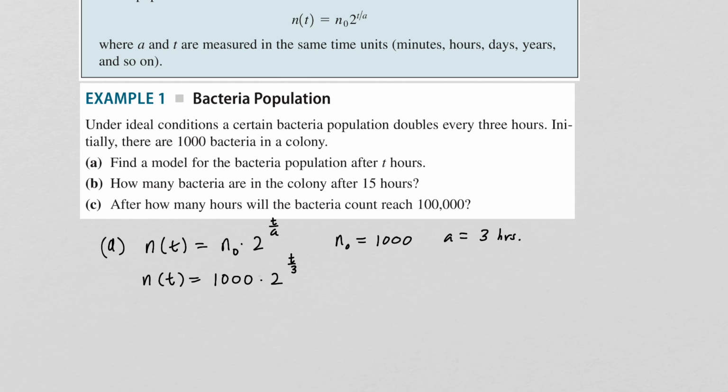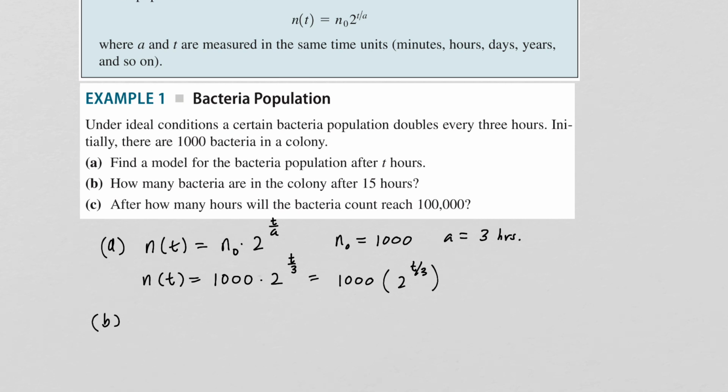One thing to really be careful of here is you don't want to multiply 1,000 times 2, because this 2 is raised to a power here. If that is a problem for you, one thing you could do to help remind you of that is put parentheses around this part.